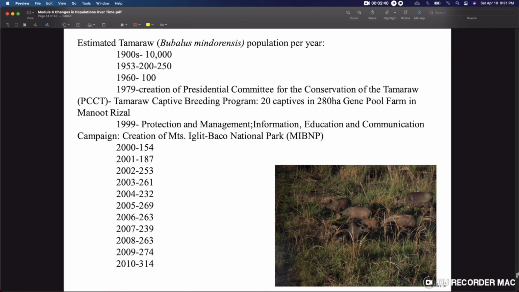Now, if we will apply what we learn here, we must think about our very own tamarao, Bubalus mindorensis. So, our Philippine tamarao from the 1900s had a 10,000 population. Then it declined through hunting and influence of us. Then in the 1960s, 100 na lang siya. That's why the presidential decree was made that will do a captive breeding program of 20 captives.